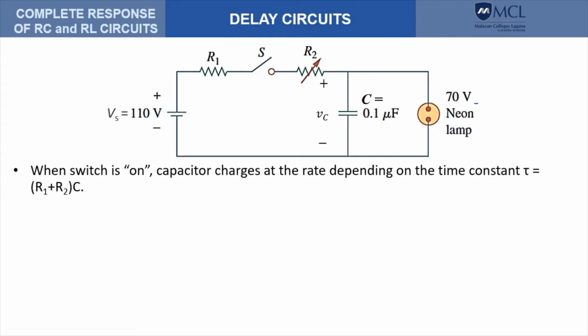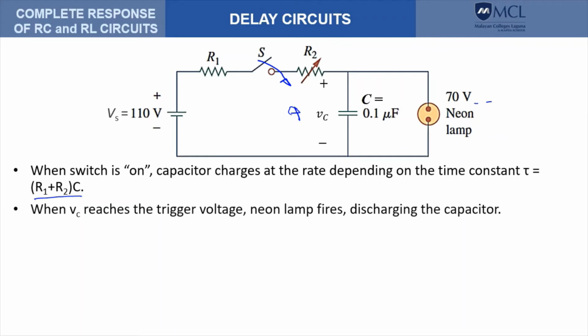So when the switch is turned on here, the capacitor will charge. Initially, the capacitor has no charge, and therefore the voltage is zero. Once it is charging, the voltage increases at a rate that is proportional to this quantity. And once VC reaches the triggering voltage of the neon lamp, the neon lamp fires.